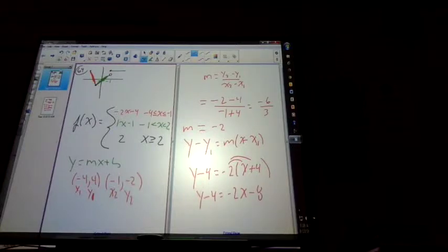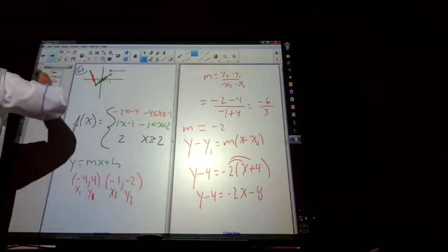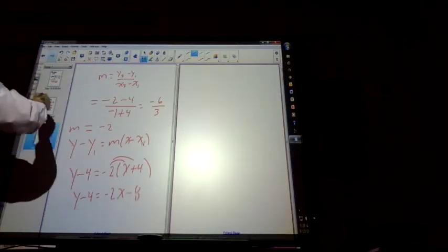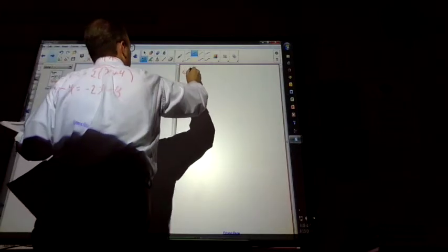What else do we have as far as the homework went that you have a question about? 45? Absolutely. 45 says graph each of the following. Okay. Problem number 45.